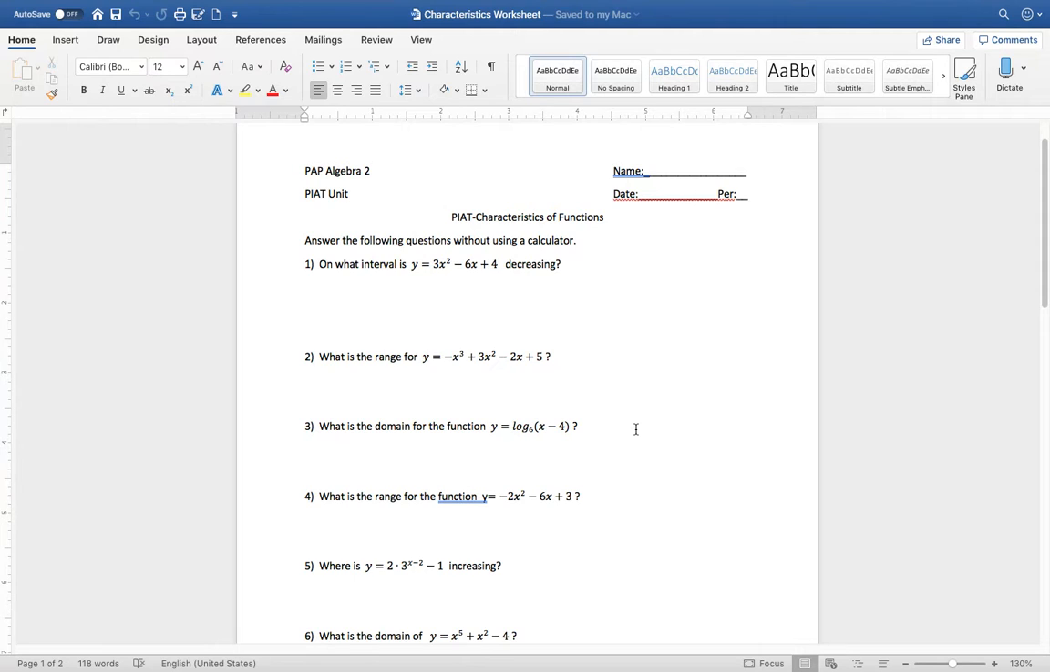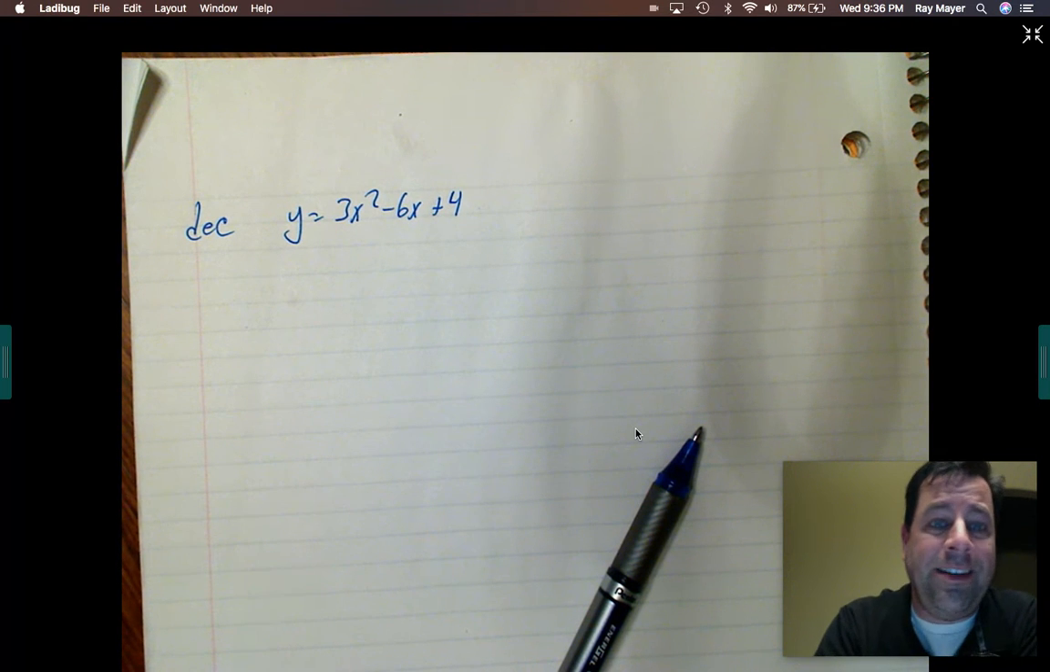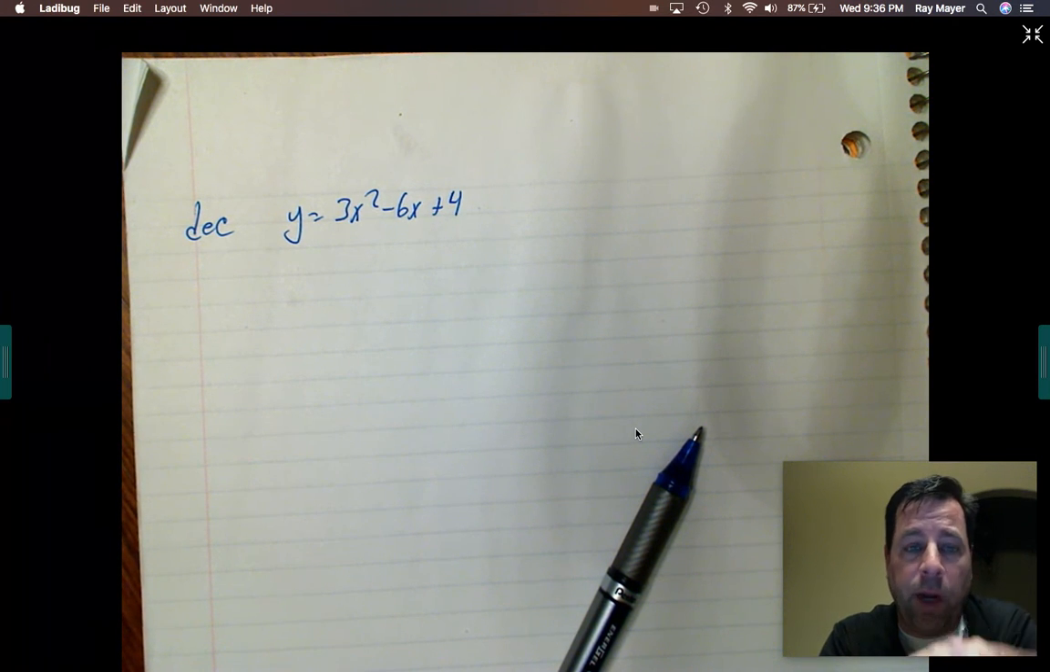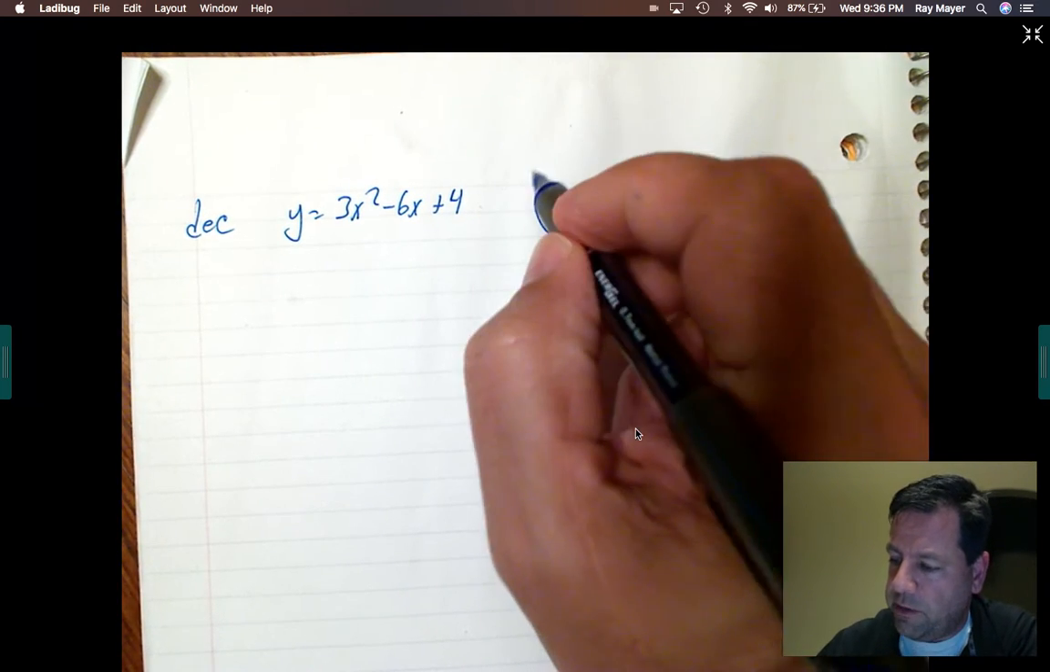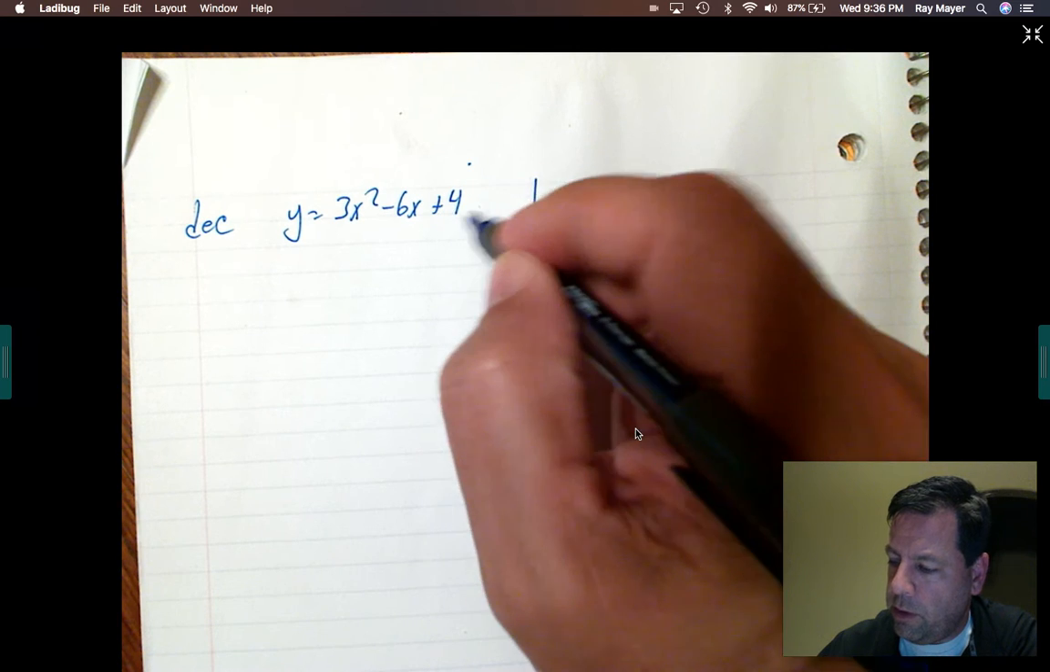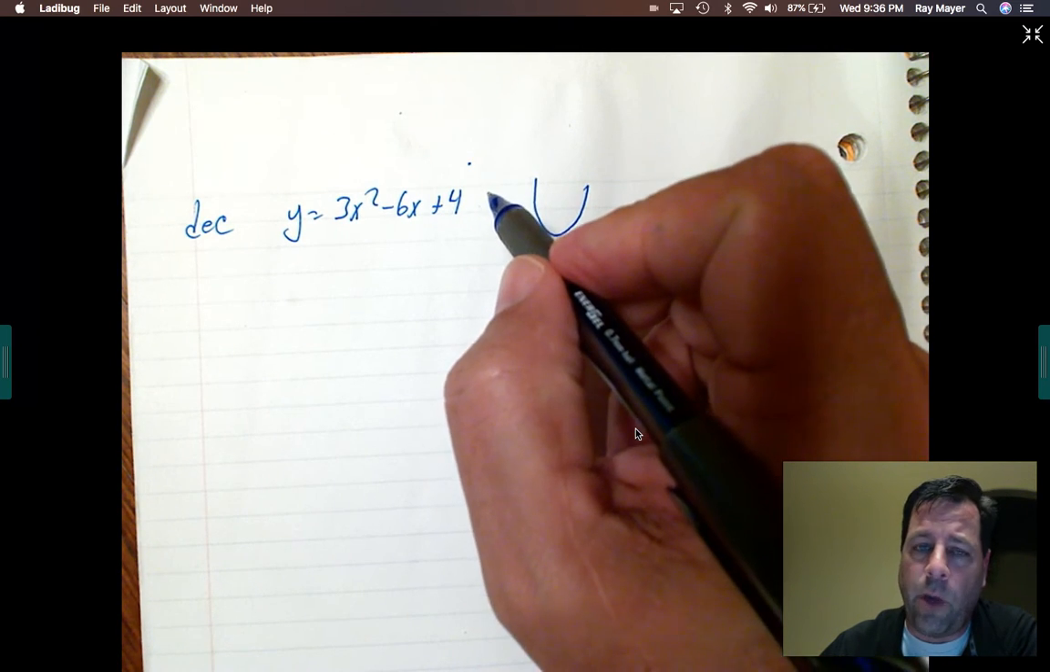What interval is it decreasing? So this is a parabola. y equals 3x squared minus 6x plus 4. So where is it decreasing? You guys need to recognize it's a parabola. It opens up. So if it's a parabola that opens up, it's decreasing from, remember now, it's not y values. It's never y values. It's always x values.